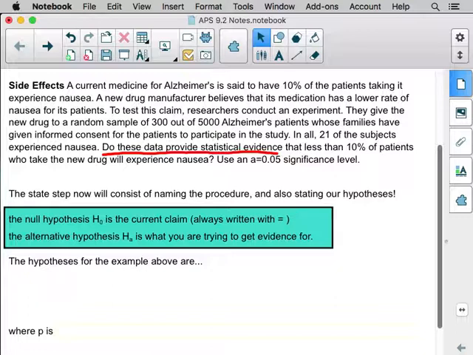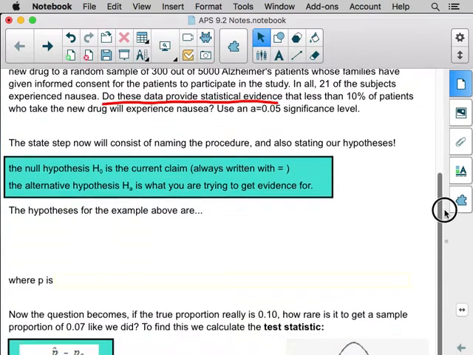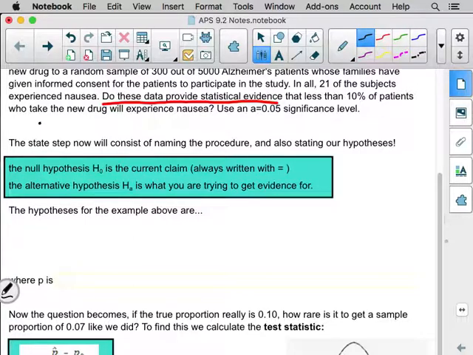Yeah, naming, right? We want to name our procedure. That's going to be the same thing here, okay? We're going to want to name our procedure. So in naming it, we still have one sample, right? In this case, do you notice we're dealing with percents, right? With proportions. What goes with proportions? Z or T? Z. Okay, so this is going to be a one sample Z.